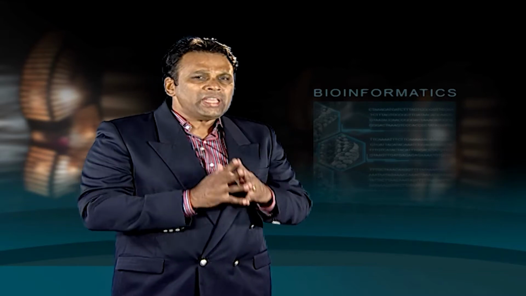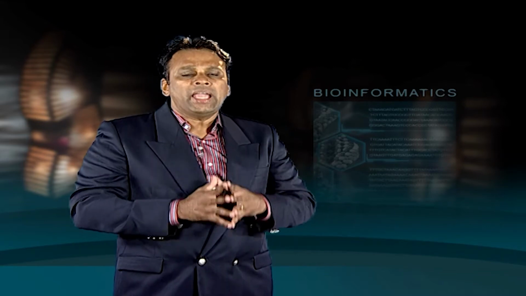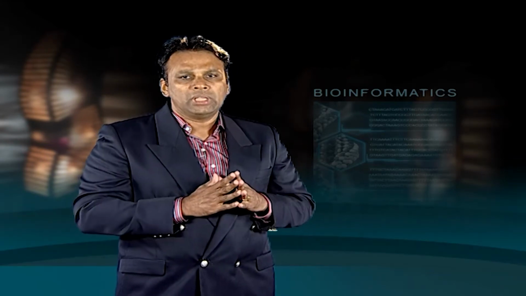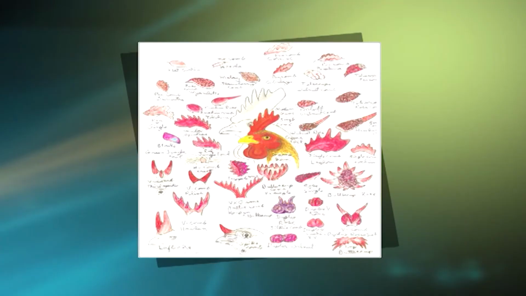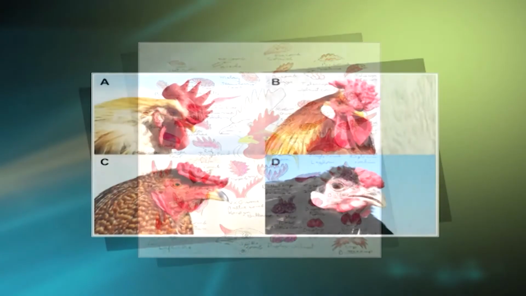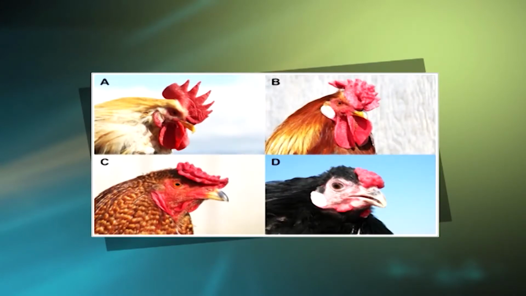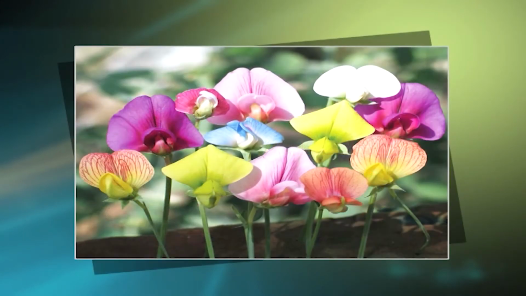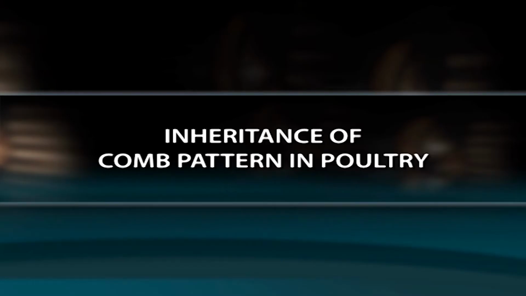There are various types of interactions, and these interactions lead to a different range of phenotypes. Examples for the most important types of gene interaction are comb pattern in poultry and flower color in sweet pea, which is called Lathyrus odoratus. Let us first examine the inheritance of comb pattern in poultry.